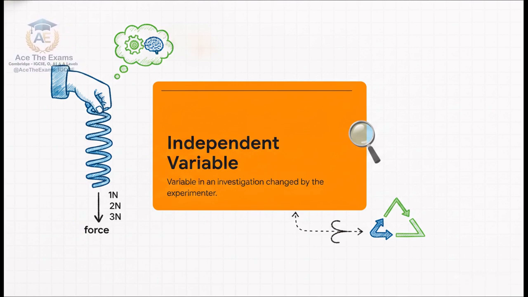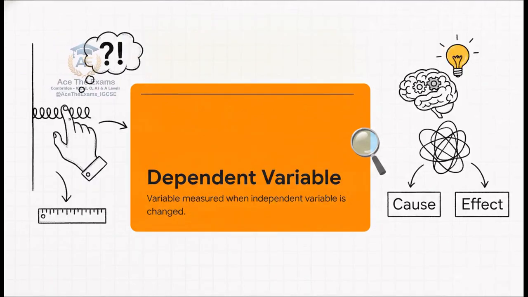Think of it as the cause. In our spring setup, you're the physicist deciding to add 1 Newton, then 2 newtons, then 3 newtons of force. You are totally in control of that change. Building right off that, we have the dependent variable. This is what you're actually measuring or observing when you change that independent variable. It's the effect. You change the force, you step back, and you measure how much the spring extended. The extension literally depends on the force you just applied.